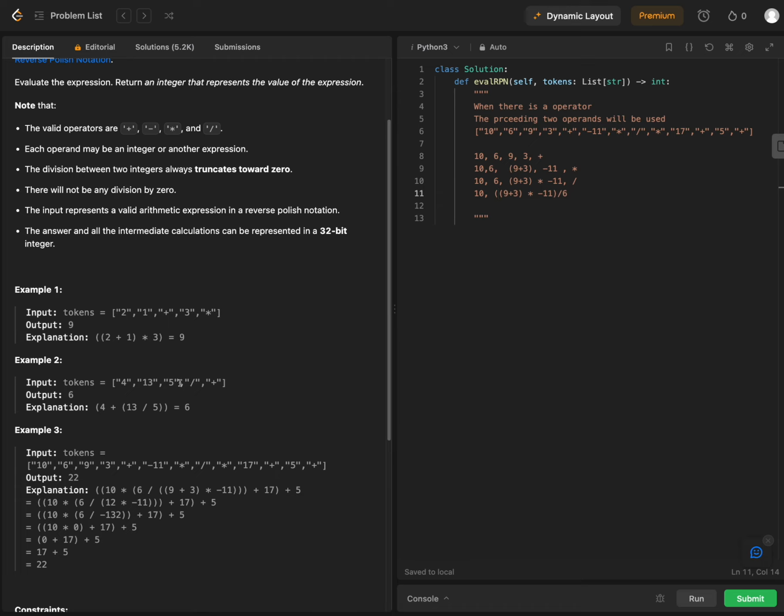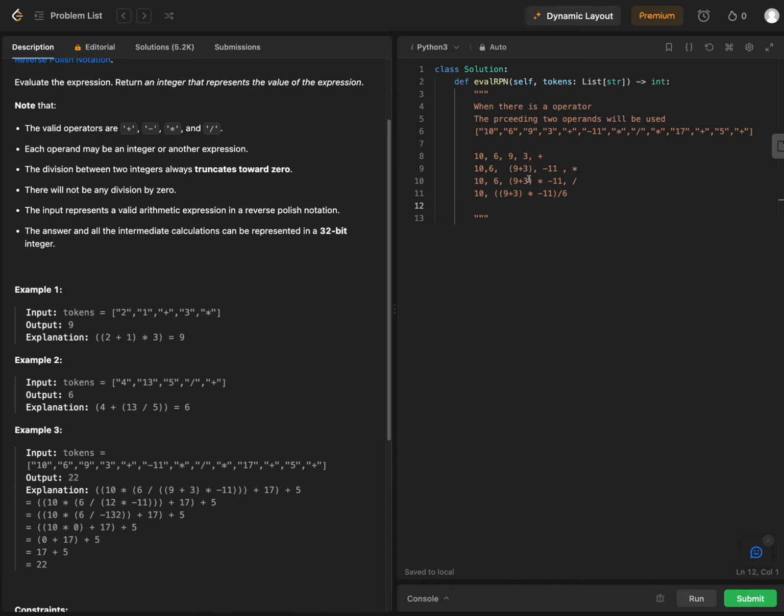So in this case, what we're expecting here, is it 5 divided by 13, or are we looking at 13 divided by 5? So I believe here it's 13 divided by 5 and then plus 4. So 4 goes in front: 13 divided by 5 plus 4. Okay, so we've got to adjust our thinking a little bit.